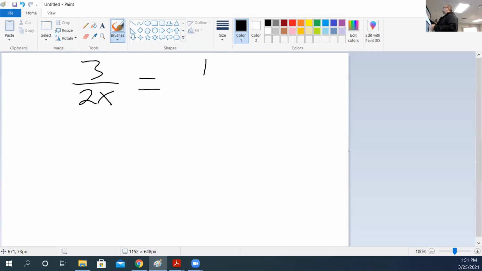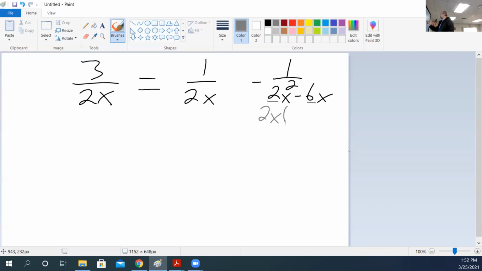Okay. So we got 3 over 2x equals 1 over 2x minus 1 over 2x squared minus 6x. For something like this, again, look at all the pieces. I see one thing with a whole bunch of squared values like that. So first I'm going to GCF that one because that's usually best if you can. It's better than factoring steps. So I'll pull out a 2 because we have a 2 in common with both, and an x. They both have an x. So what's left is x minus 3.